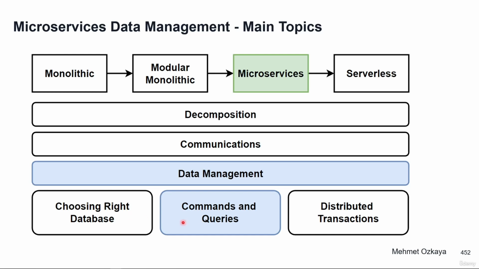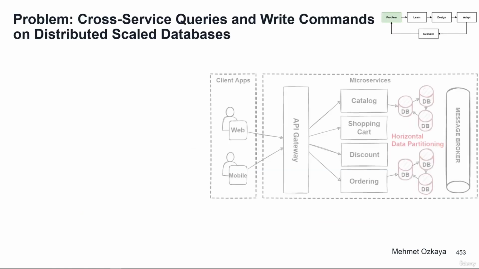So in this section, we will learn commands and queries in microservice data management, where we will cover cross-service queries, join queries, materialized view patterns, the CQRS design pattern, event sourcing, the eventual consistency principle, and so on. And lastly, we will learn distributed transactions in microservice data management, where we will cover the Saga pattern and related patterns of the Saga pattern, that means the outbox pattern and so on. So now let's focus on microservice data management commands and queries.